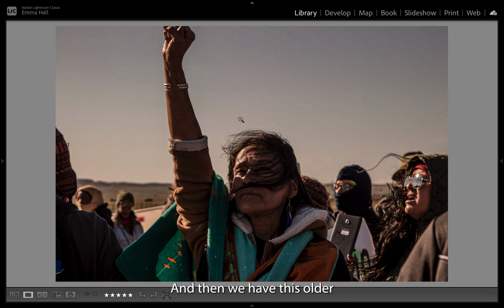And then we have this older woman protesting. I really love her facial expression. I love the wind in her hair across her face. I love that everyone's kind of doing something else around her. No one else has their fists up, but it's just her. She's just retained this very statuesque pose. These beautiful colors of the turquoise and her earrings. You can tell that she's a Native American woman. The sunlight patch through here, and yeah, I really like this photo.